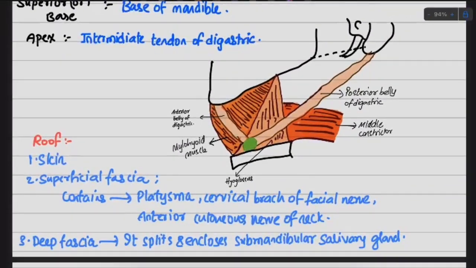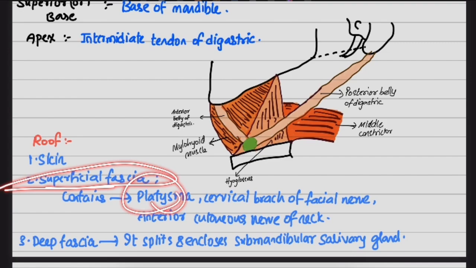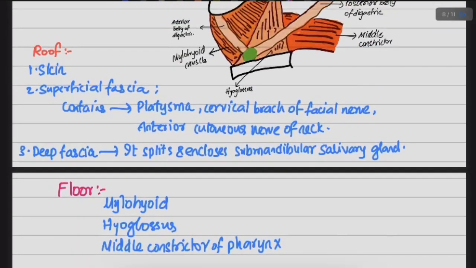Now what is the roof? Roof is formed by obviously skin, superficial fascia and deep fascia. So the superficial fascia contains platysma, cervical branch of facial nerve and anterior cutaneous nerve of neck, and deep fascia it splits and encloses the submandibular salivary gland.